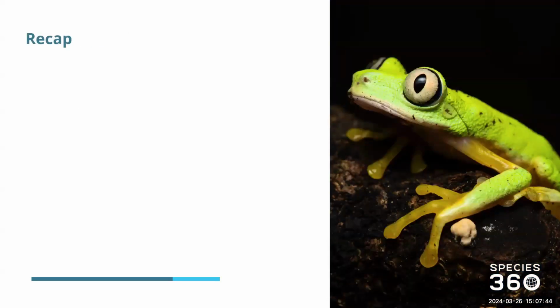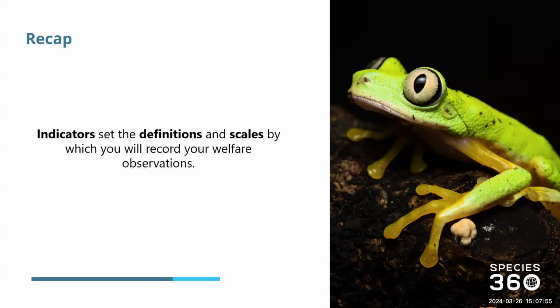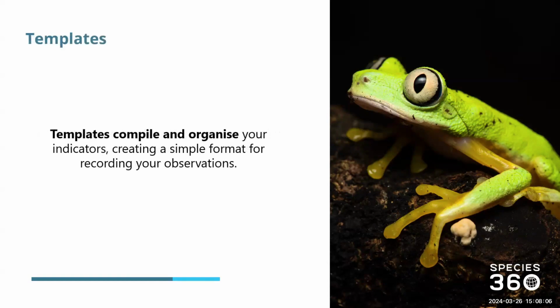So to recap, care and welfare is a module in ZIMS, and its main purpose is to standardize how you track care and welfare for animals in your collection. This is achieved by creating indicators which set the definitions and scale for the welfare observations you want to record. And then templates are used to compile the indicators into one area ready for data entry. And that's what we'll focus on today.